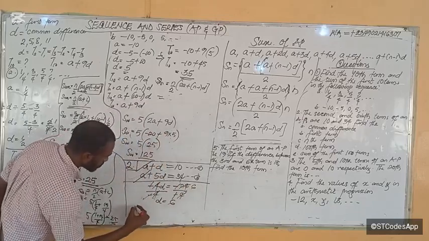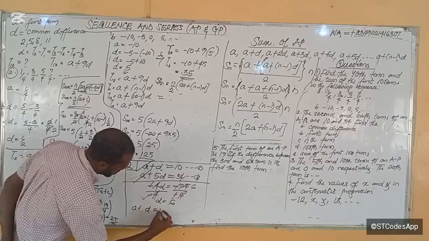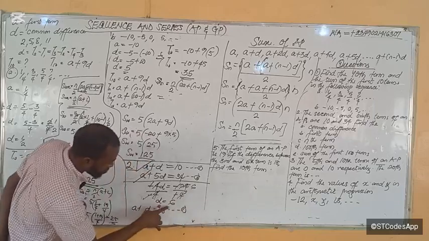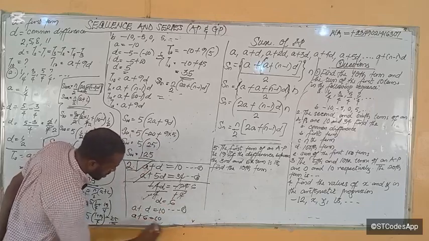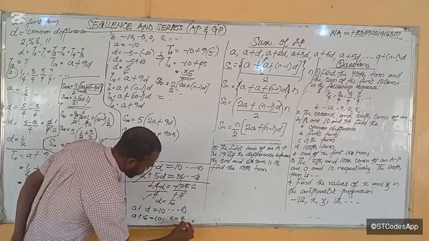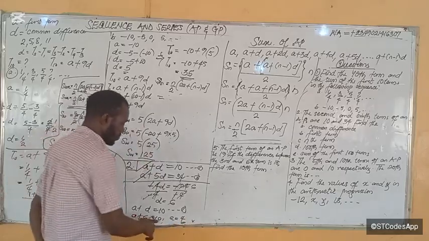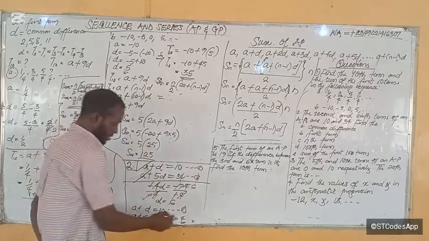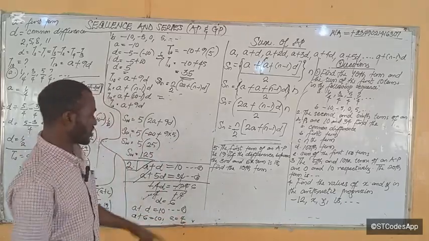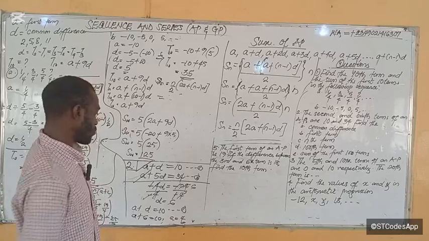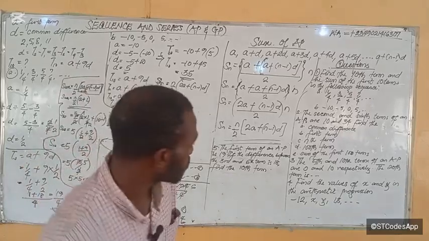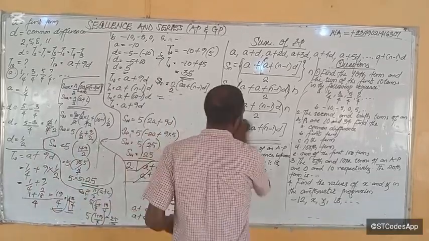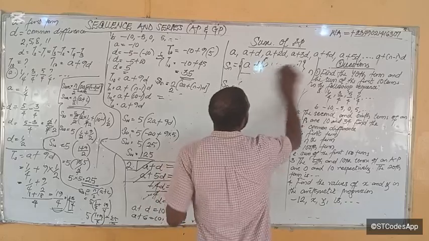So from equation 1, recall that a plus d is 10. So anywhere we find d, we'll put 6. So a plus 6 equal to 10. So then a must be what? Must be 4. If something plus 6 gives us 10, a must be 4 then. So we've gotten the first term and the common difference. So we have solved question A and question B. Now let's go and solve questions C and D.